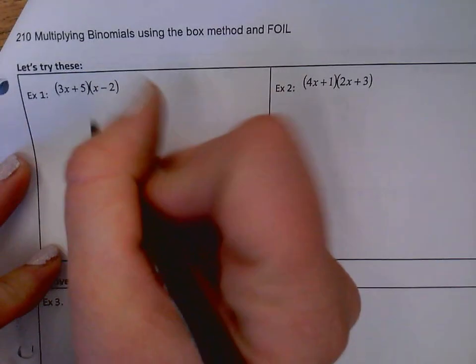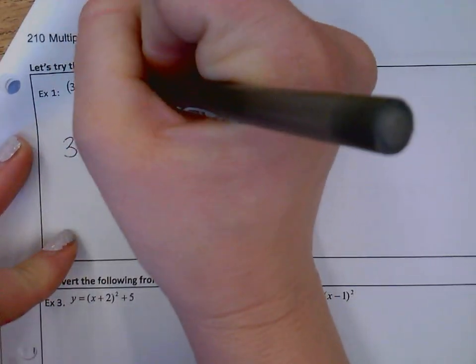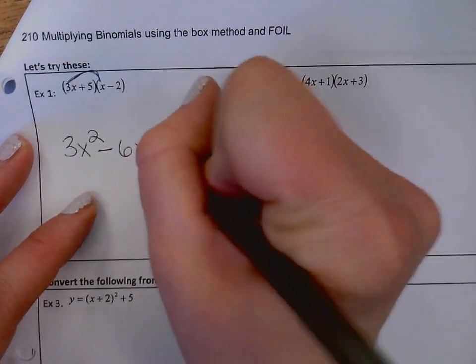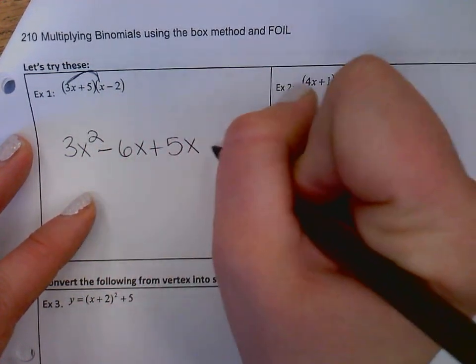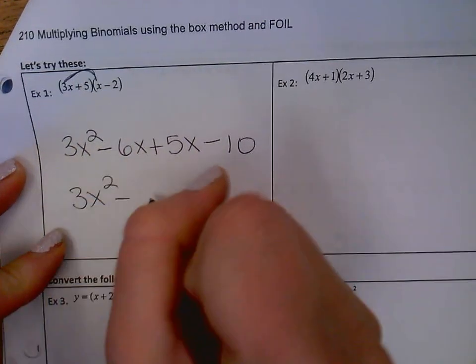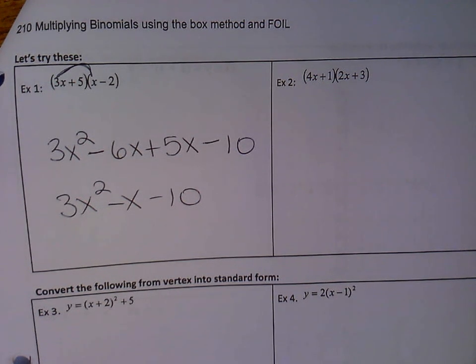So let's see, we got 3x squared. I'm going to do FOIL for the first one here. Then I would get outer would be -6x, inner would be +5x, and last would be -10. Or 3x squared minus x minus 10 for your final answer. So you should have these 4 numbers inside your box. So then that gives you that answer, right?